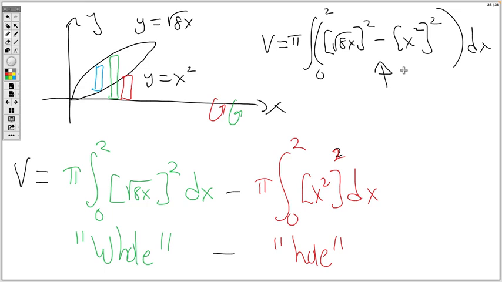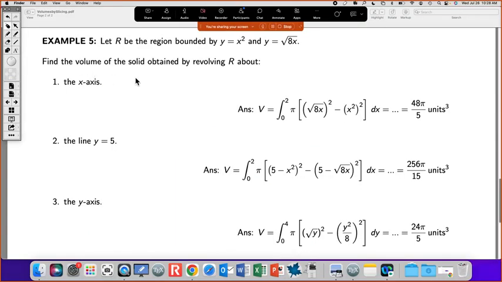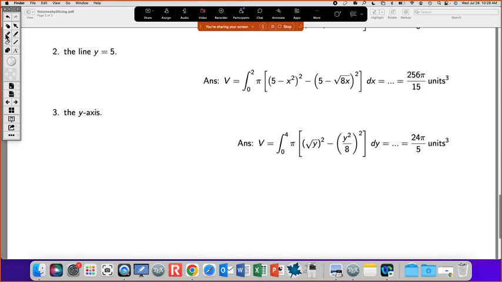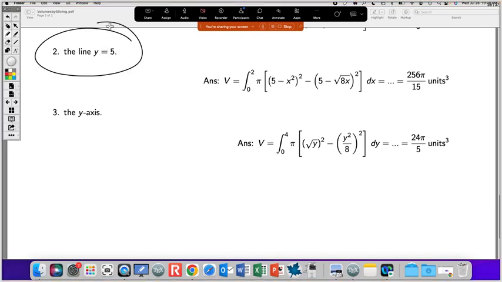But I think it's best to think about it this way, because there's a common mistake I'm not even going to mention because I don't want to put it in your mind at all. But if you just think of taking the whole thing minus the whole thing and writing it up that way, you'll avoid that common mistake. All right, well, let's look at this same region, but now let's spin it around the line y equals 5.